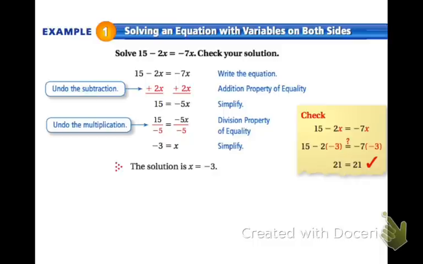Now we're going to be undoing multiplication to solve for x. So you want to divide both sides by the negative 5. The answer would be x is equal to negative 3, and you can see on the right, when you check it, it does work out.